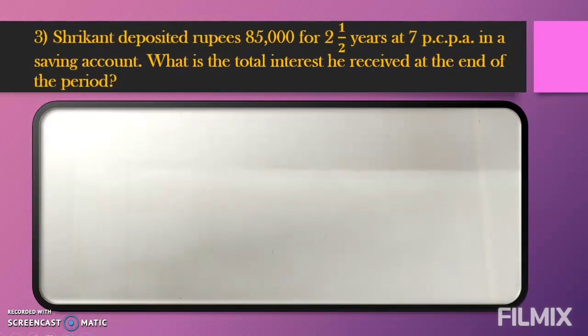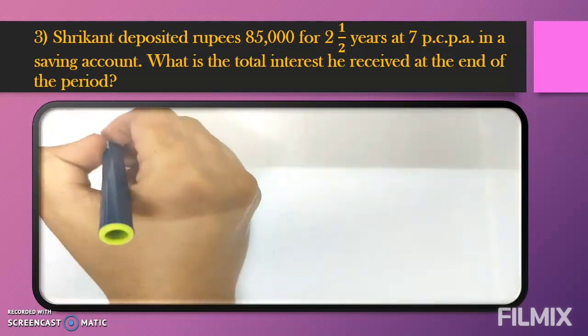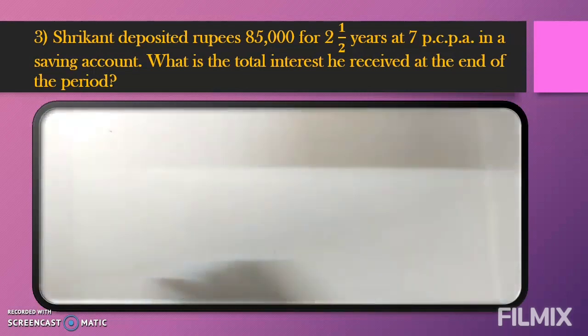Third question. Shrikant deposited rupees 85,000 for 2.5 years at 7 PCPA in a savings account. What is the total interest he received at the end of the period? Now let's see what things are given to us. First we will write what is given.